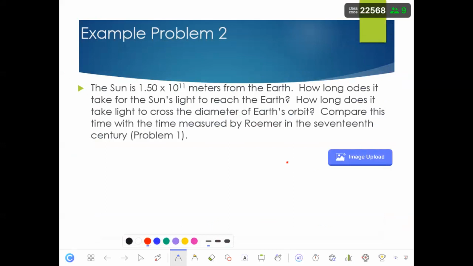Again, the velocity is distance over time. Yes? So you have the distance and you have the velocity, yes? And you can calculate how long it takes light to cross the diameter of the Earth's orbit.